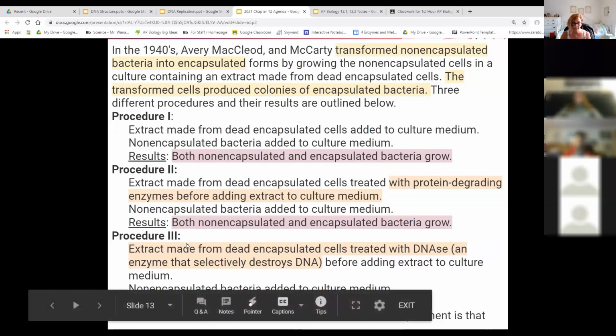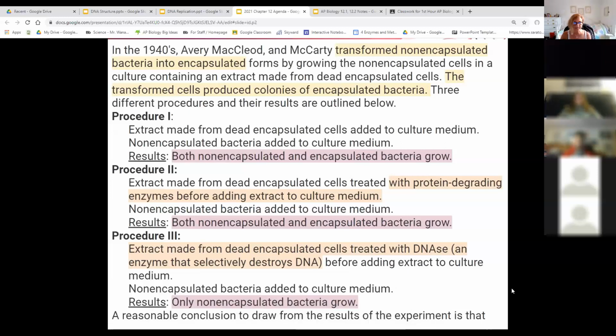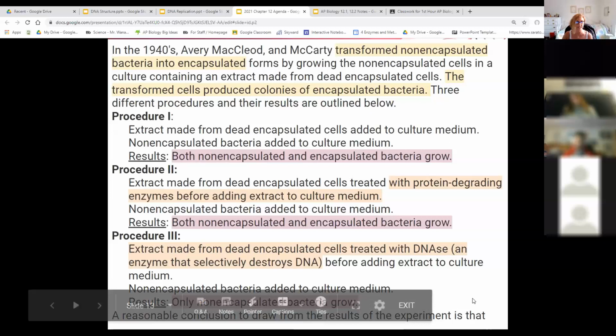Extract or product 3, this is the lab I just explained. He used the DNase and he got rid of the DNA. And then he got only non-encapsulated bacteria to grow. So there was no transformation in the third one.